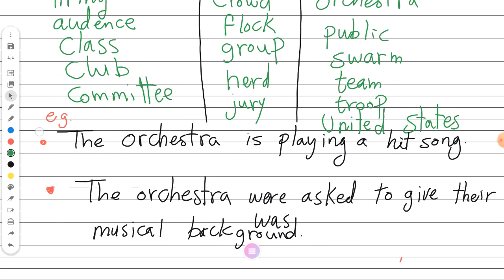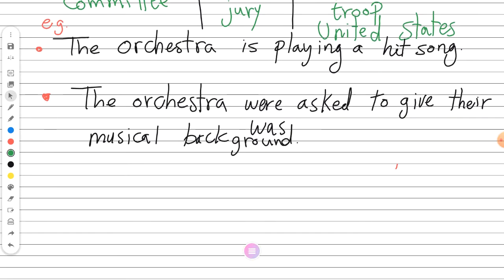Let's read the example. The orchestra is playing a hit song. In this sentence, I dealt with the orchestra as a singular unit, as if it was one unit. That's why I use a singular verb, is.